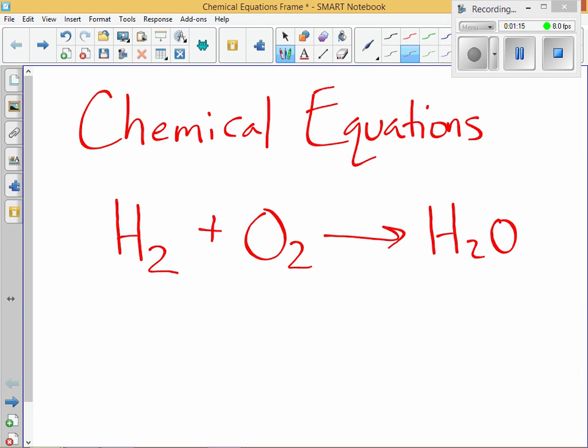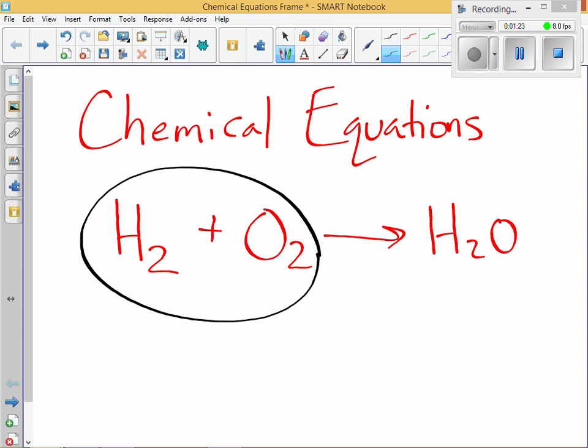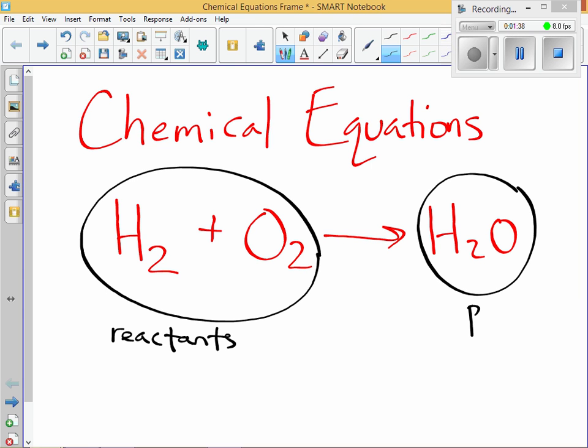Let me back up real quick and ask you this. What do we call these over here on the left side of our equation? The reactants, thank you. These are my reactants, and they react to produce what? What do we call this over here? A product.